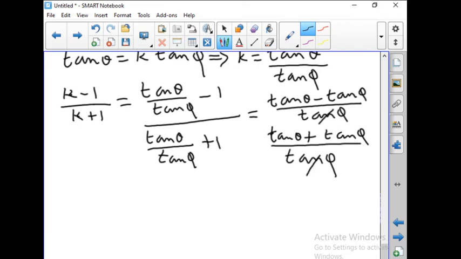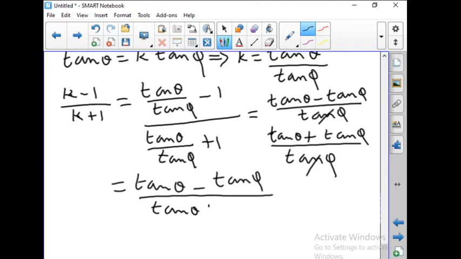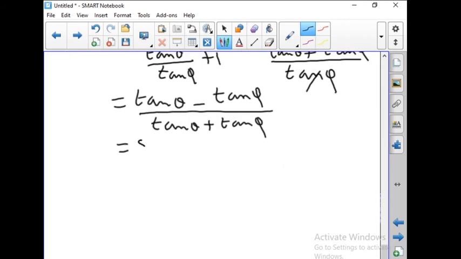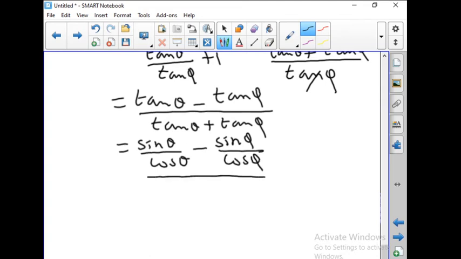So this denominator gets cancelled. So you get tan theta minus tan phi divided by tan theta plus tan phi. Now tan theta, we know it is sin theta by cos theta. So similarly sin phi by cos phi, divided by sin theta by cos theta minus or plus sin phi by cos phi.